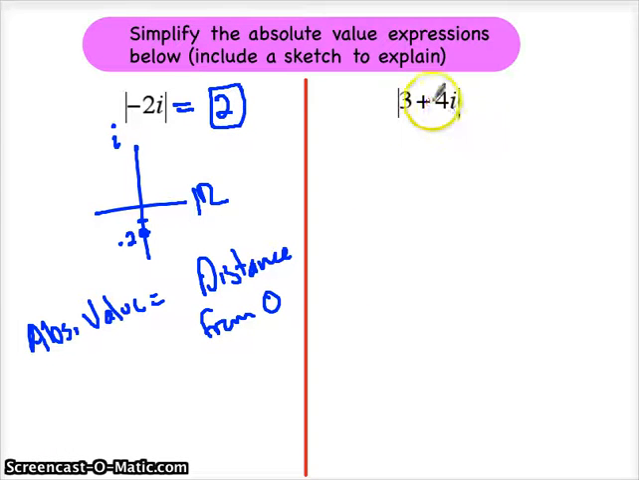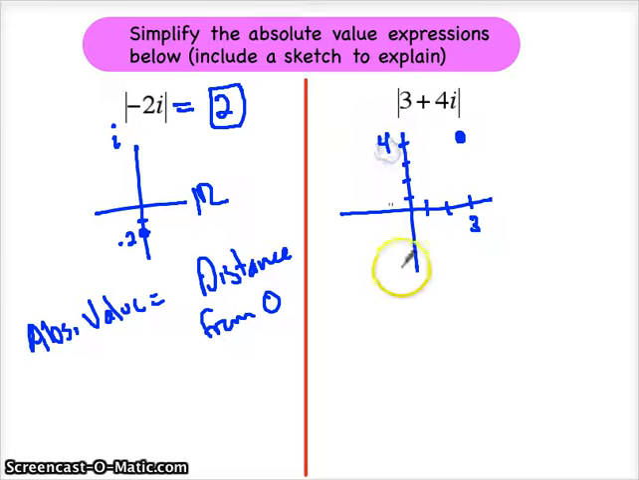The same thing works for a more complex, rather than a pure imaginary, a complex imaginary number. So if we imagine our graph here, we're going to go 1, 2, 3 units to the right and 1, 2, 3, 4 units up, basically putting us at 3 plus 4i. Well, the distance from 0 then is actually a diagonal line. But that diagonal line also forms a nice right triangle. 3 units at the base and 4 units on the side.